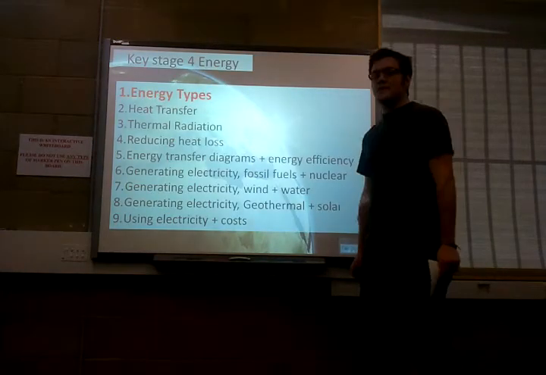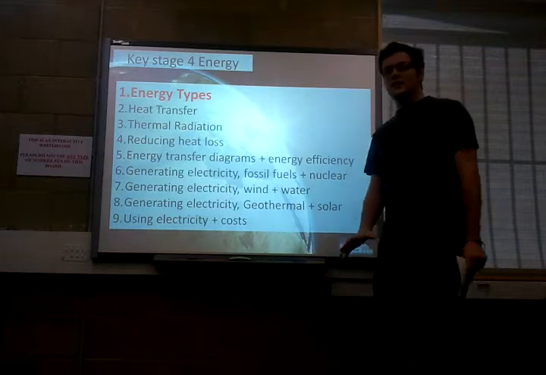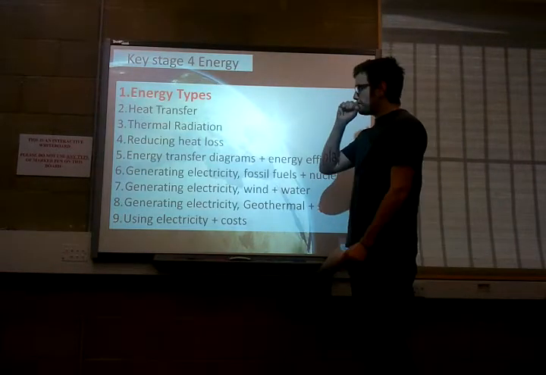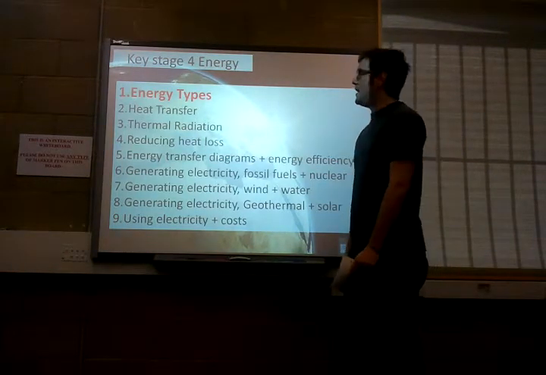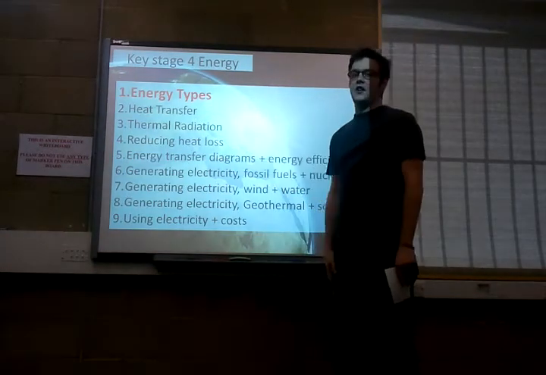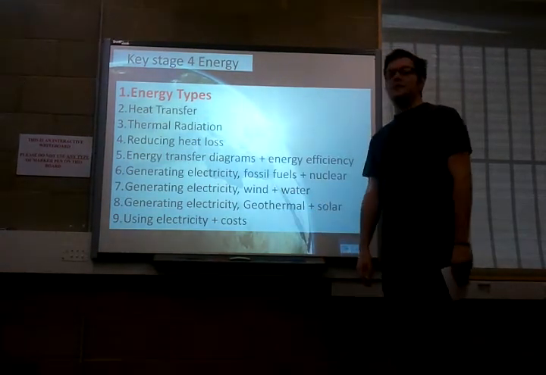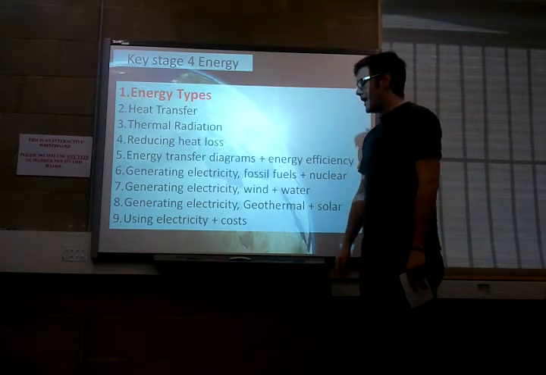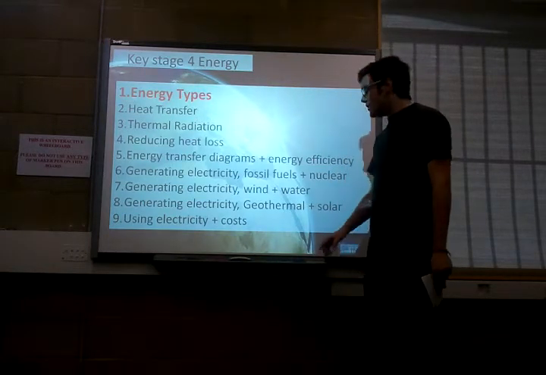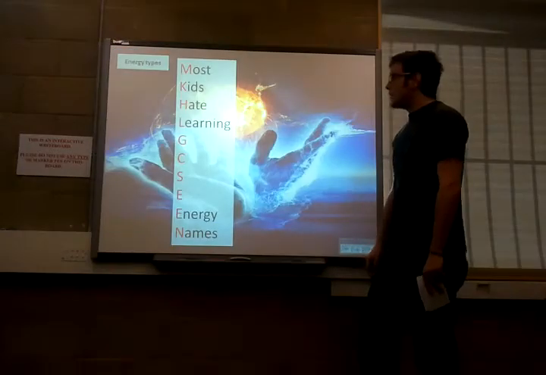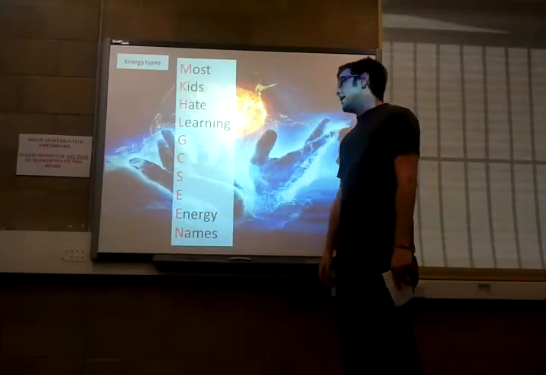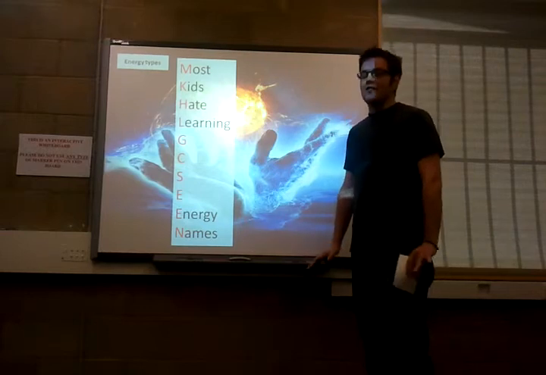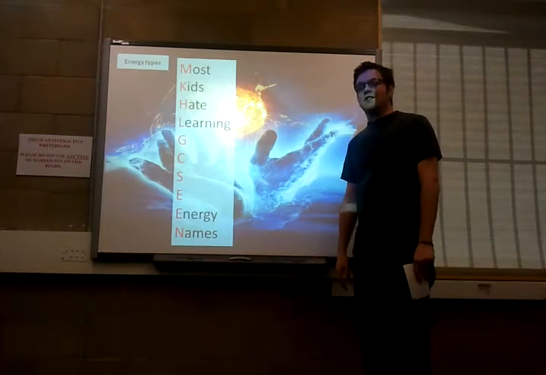So Key Stage 4 is going to be a series of 9 small lessons. What we're looking at first here is going to be a continuation of the energy types. As I said, at Key Stage 3 we had a look at the energy types that are involved there, the 6 main ones. Now at Key Stage 4 we actually have 10 different types. Obviously with 10 different types of energy, there's lots of things to try and remember.